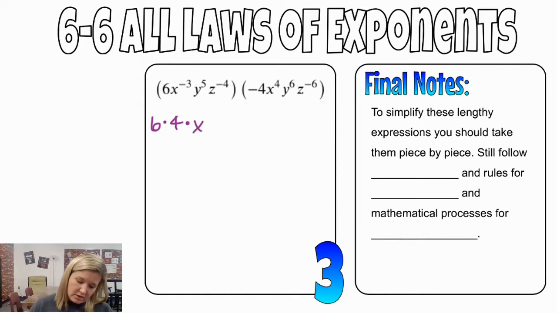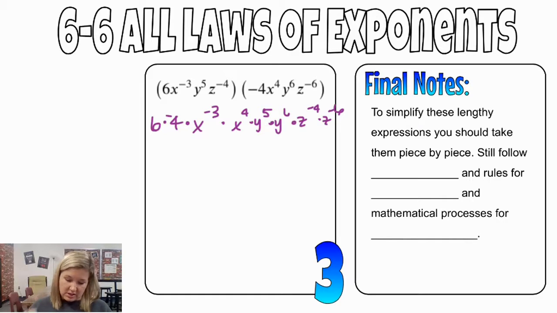So I do 6 times negative 4 times x to the negative 3rd, x to the 4th, y to the 5th, y to the 6th, z to the negative 4th, z to the negative 6th. Okay, so now that's a negative 4 there. So 6 times negative 4 is a negative 24. And then I have x, and I have a negative 3 plus 4. That makes a 1. So I can write it or not. It doesn't matter. Then I have a y, and I have 5 plus 6, which is going to make 11. And then I have a negative 4 plus negative 6, which is going to be z to the negative 10th.